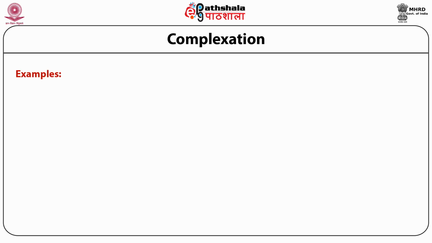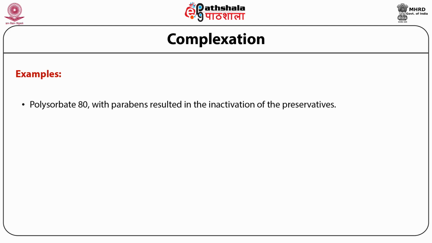An example of such interaction is the complexation of non-ionic surfactants such as polysorbate 80 with the parabens that results in inactivation of the preservatives. Certain polyols have been shown to inhibit this complexation and thus maintain the paraben antimicrobial activity. Unfortunately, a very commonly used polyol, that is sorbitol, does not inhibit these complexation reactions, probably because it is too polar to partition into the surfactant micelles.